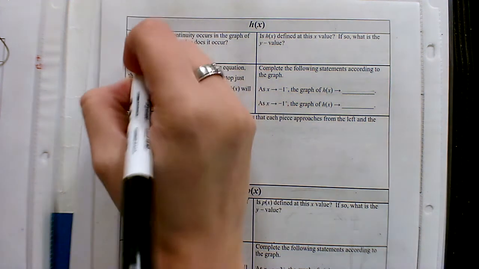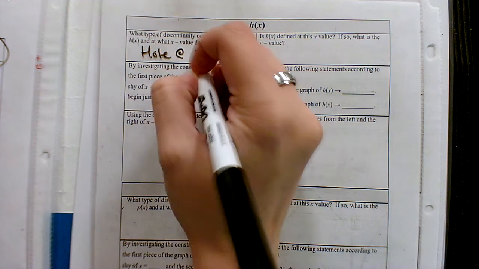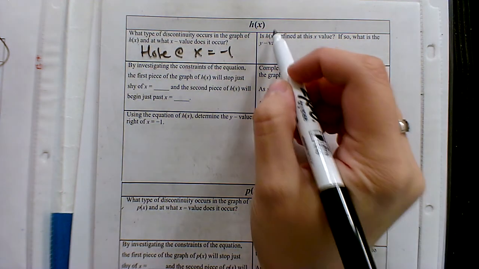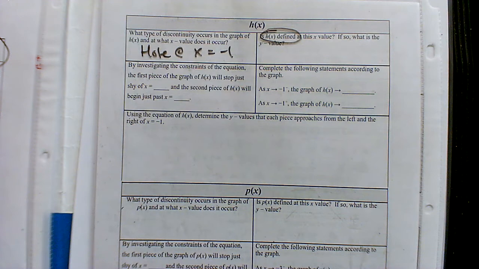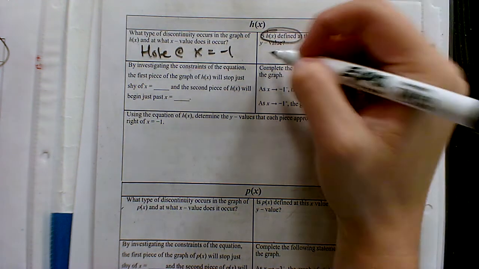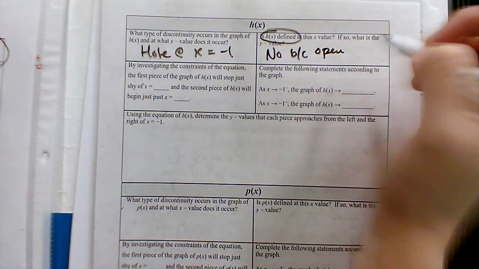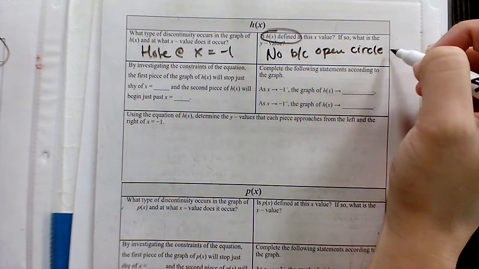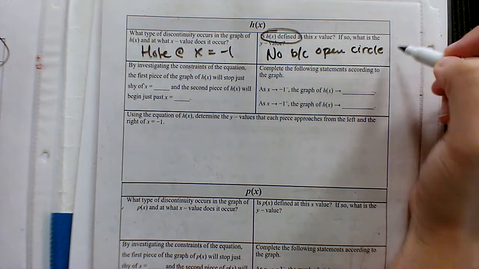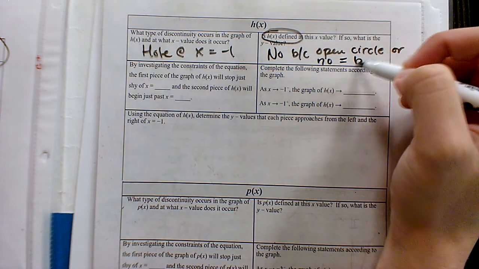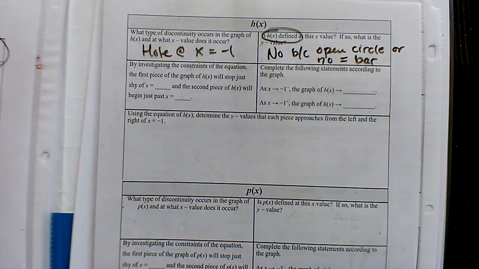Yeah, a hole at x equals negative 1. So is there an actual point at that negative 1 location? No, because we have an open circle, or based off the equations, you could say there's no equal bar. We'll never actually equal negative 1. However you want to phrase it.